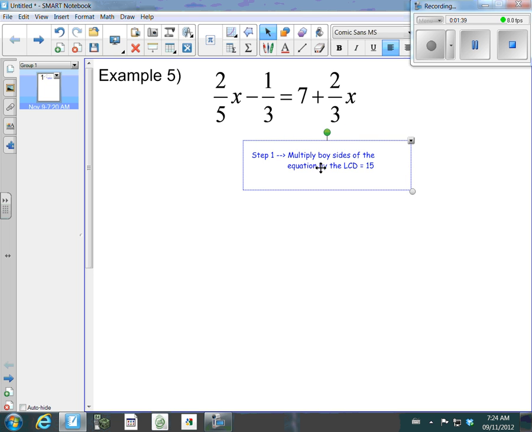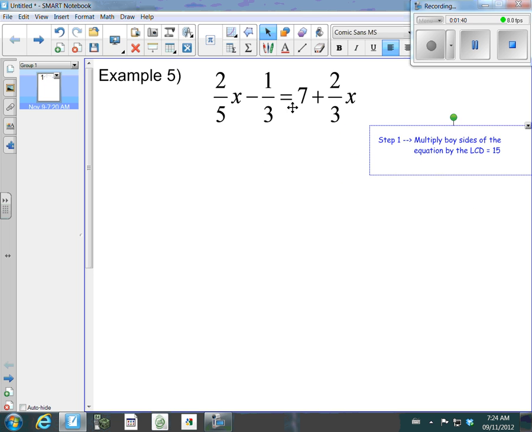When we say both sides, we're meaning all terms, don't forget. Okay, so we multiply this side by 15, and we multiply this side by 15. That's the left-hand side. Now the right-hand side. Don't forget this 7 must also be multiplied by 15. You don't just multiply the fractions, you multiply all values by 15.